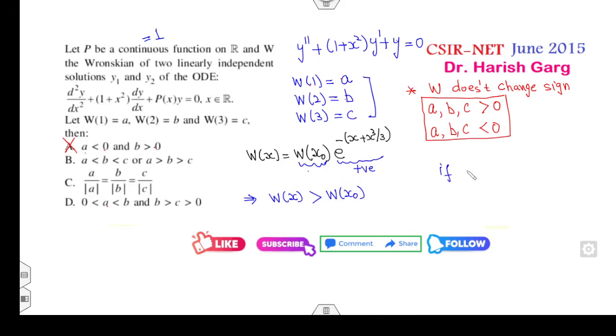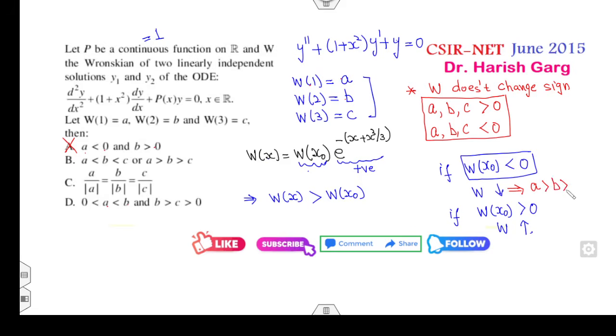But if w of x naught is negative, that means that w is a decreasing function. And if the Wronskian is positive at some point, then the Wronskian is an increasing function. So what does that mean? First of all, if it is decreasing, what does decreasing mean? That means a is greater than b is greater than c. As x increases, it decreases. And if it is increasing, a is less than b is less than c. That implies your solution will be either a less than b less than c or a greater than b greater than c. So yes, this is written here. That's a fine statement.